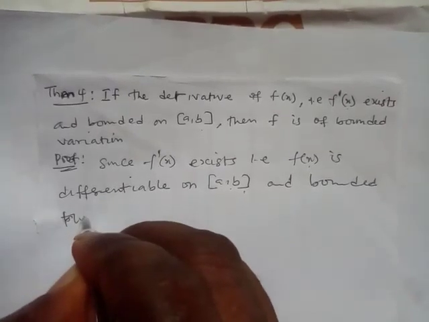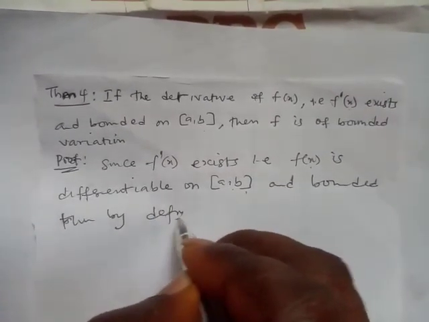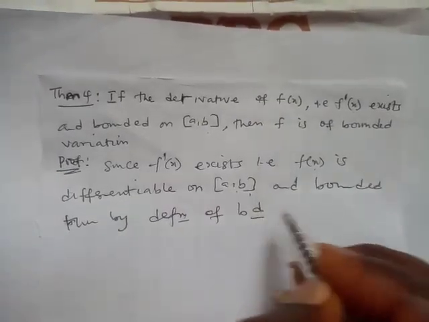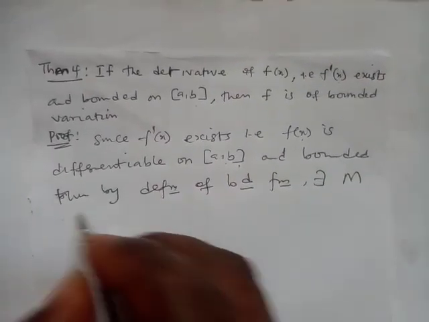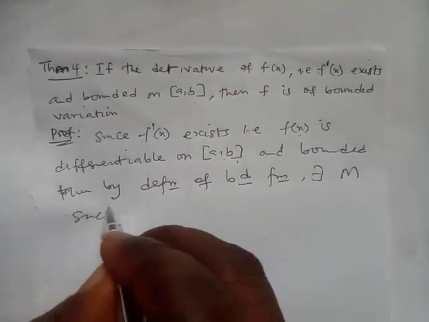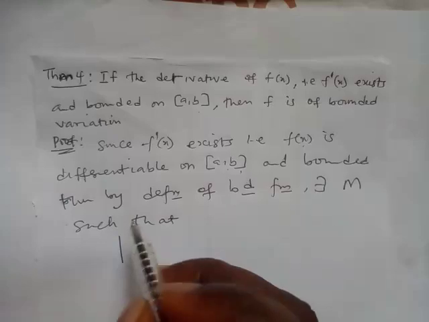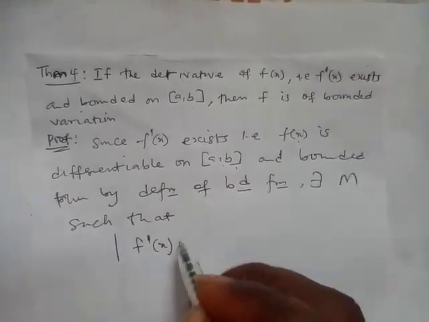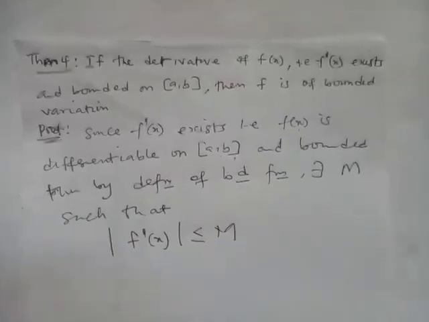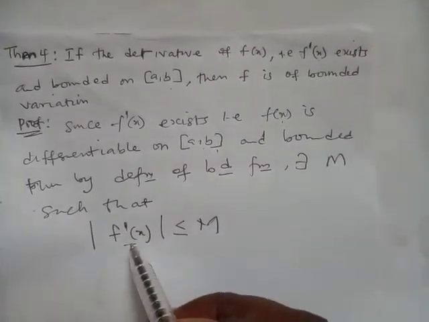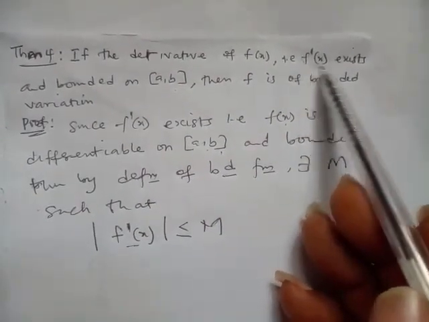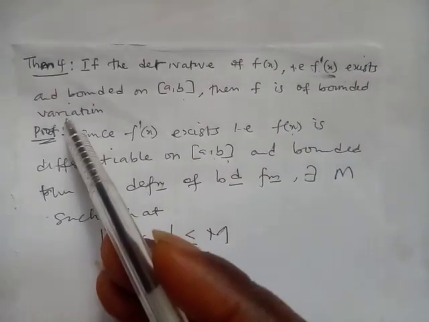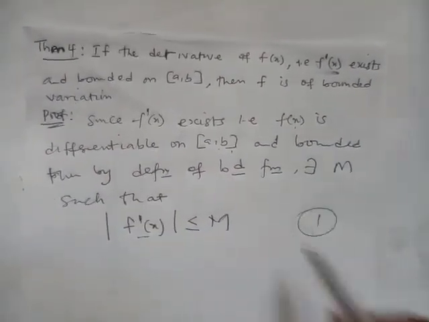Then by definition of bounded function, we are familiar with this, there exists a number M such that the absolute value of f prime of x, remember, is less than or equal to M. This is the definition of bounded function, but it's not f that is bounded here. What they said is bounded is f prime of x, that it exists and is bounded. So let's keep that as equation 1.